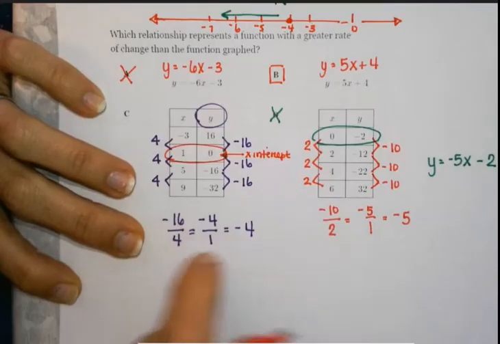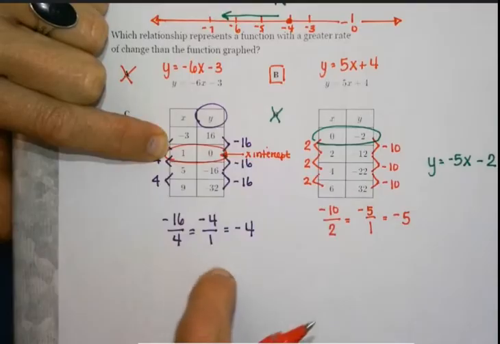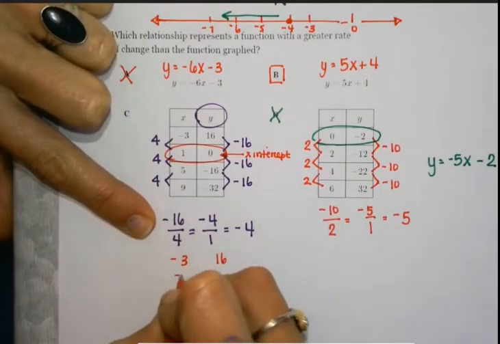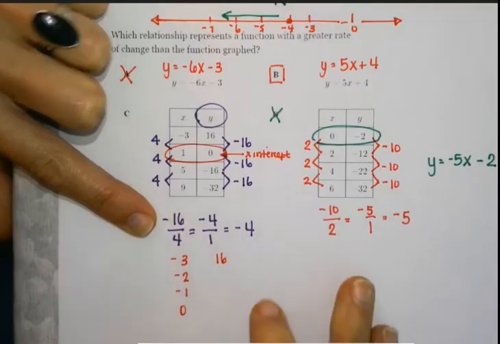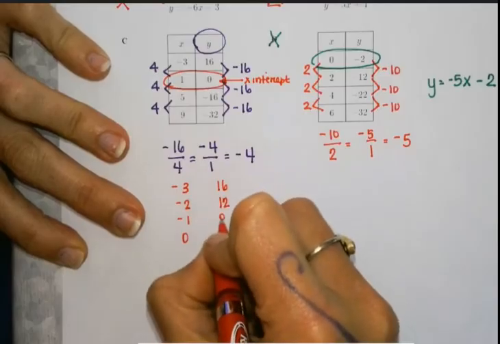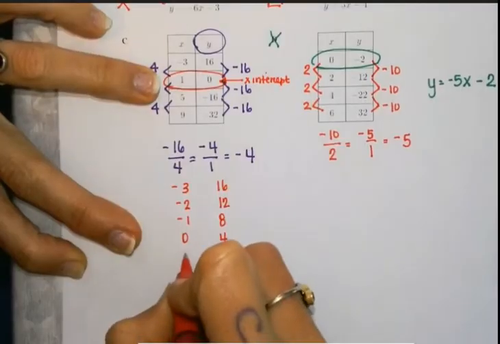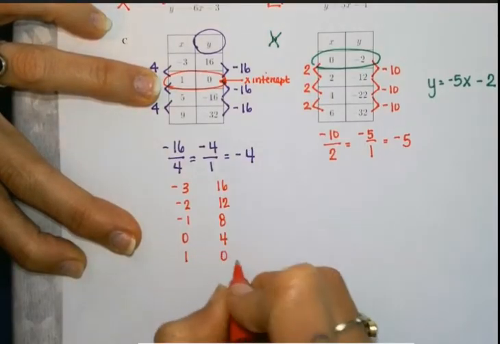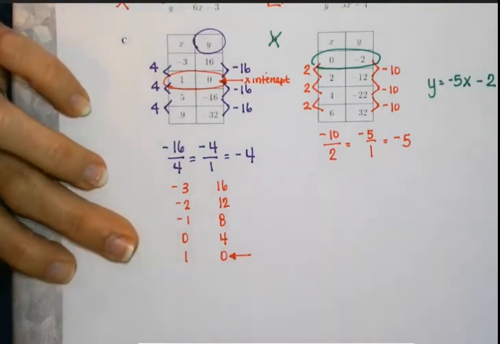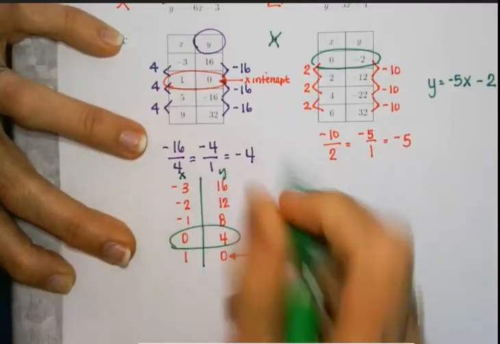I need to know where x is 0. So again, we could use a point and try to solve it. Or if I tried to extend my table, negative 3, 16, negative 2, negative 1, 0. Each one is going to lose 4. So that's going to be 12. Lose 4 more is going to be 8. Lose 4 more is going to be a positive 4. And then if I was to go to the next one, I lose 4 more. That's 0. And that's that x-intercept you see in your table.